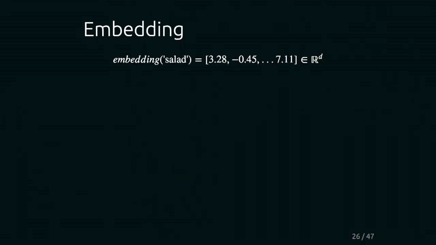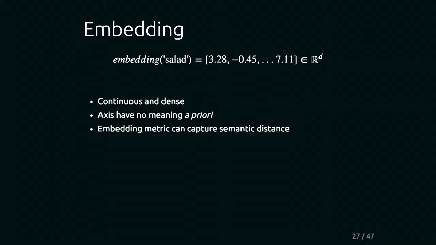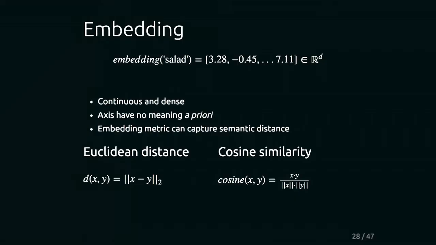So instead, we might want to build vectors that encode the symbols into a continuous space that is a lower dimensional space with continuous values, not zero and one, but positive, negative values and very rarely zero. So we want it to be continuous and dense. The dimensions in that space have no meaning a priori, but we would like the distances between those vectors to capture some meaning relationship between the concepts. You can quantify this by computing the Euclidean distance or the cosine similarity between the vectors, or even just the dot product.